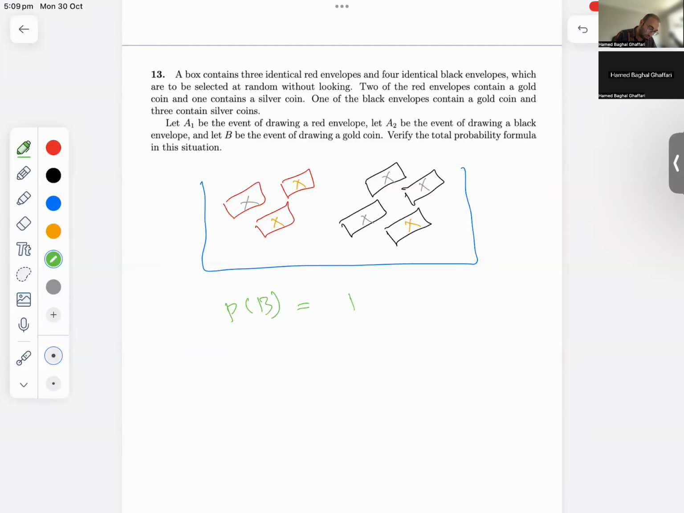So it should be the probability of B intersection A1 plus the probability of B intersection A2. And this is equal to the probability of B given A1 times the probability of A1, plus the probability of B given A2 times the probability of A2.